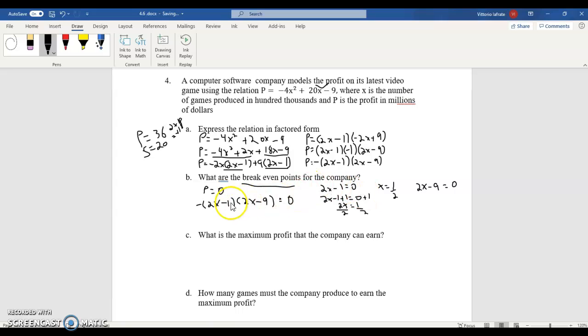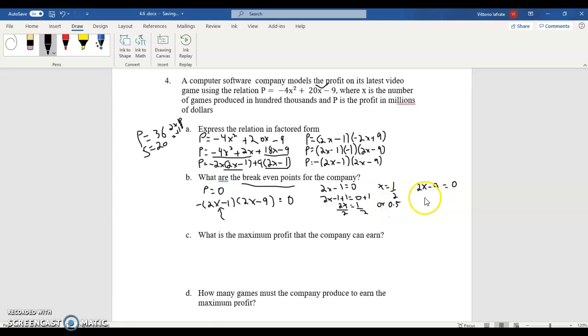And so what we did is we found the first zero. So when is this bracket here equal to 0? Because 0 times this bracket would give you 0 overall profit. And we did that, and we found that that happens when x is equal to half, or 0.5. And then we're going to continue to find the 0 for the other bracket.